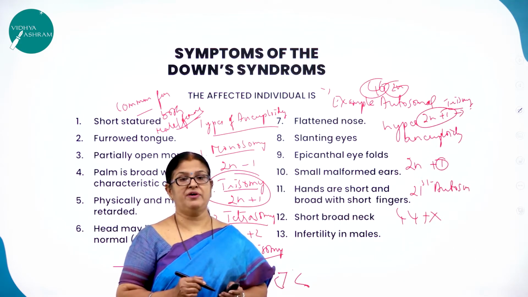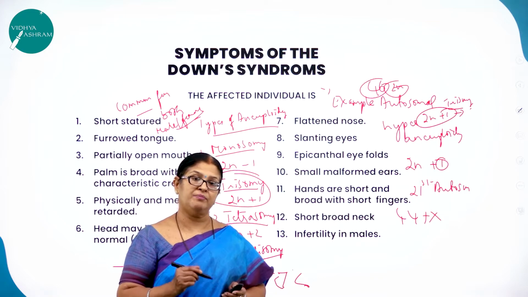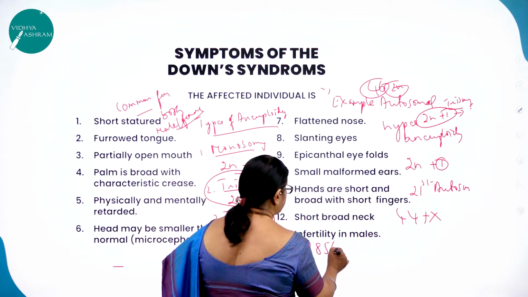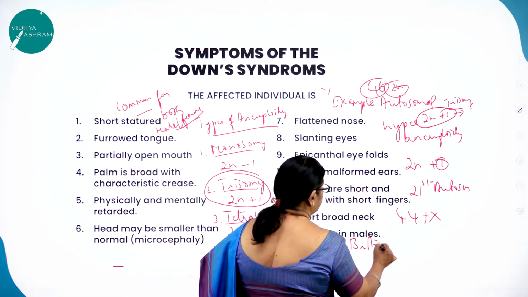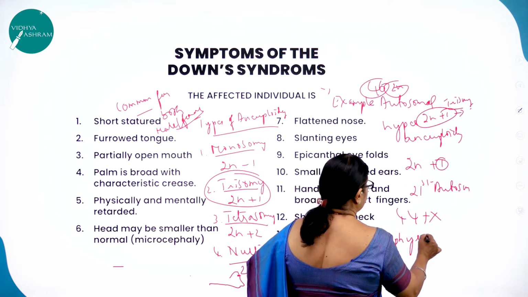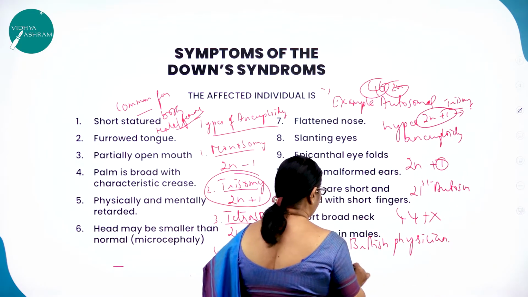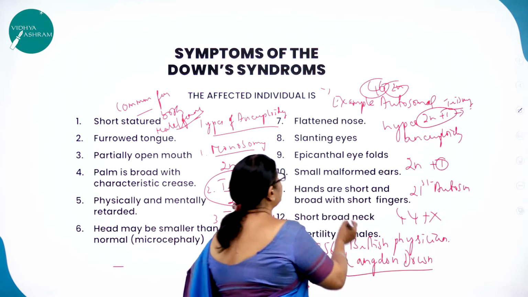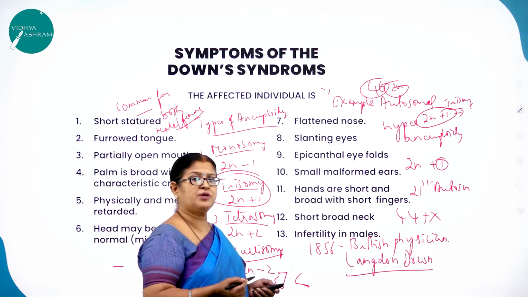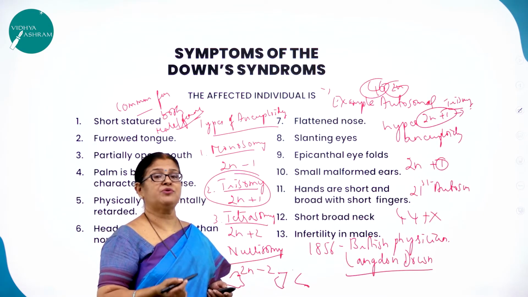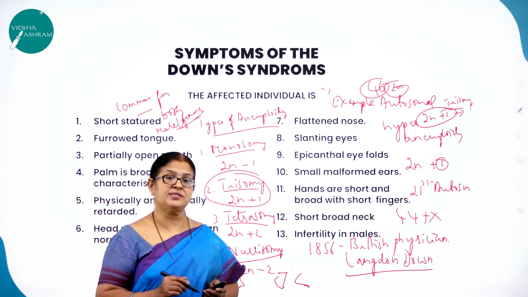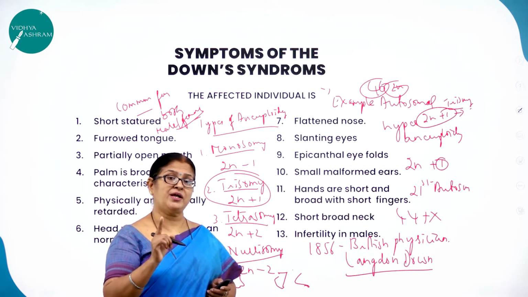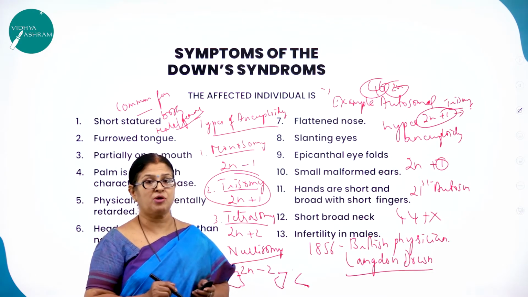It was first discovered by a British physician by the name Langdon Down in 1856. Hence the name Down syndrome. Syndrome means abnormality, anomaly. We use the word syndromes, right? It occurs in 1 among 1,000 births. So it is very rare. Only 1 among 1,000 births will have this syndrome called Down syndrome.